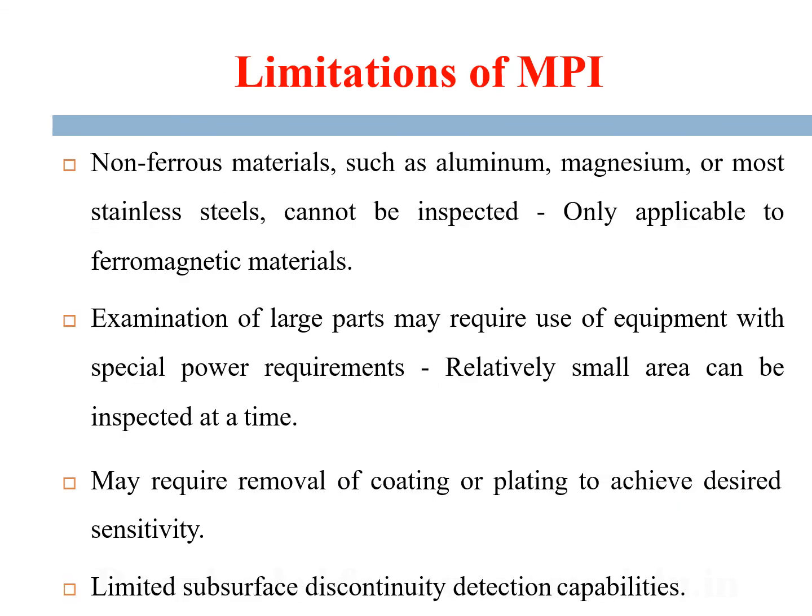Now we go on to the limitations. The main limitation is that it is applicable only for ferrous materials and not for non-ferrous materials such as aluminium, magnesium, or most stainless steels. They cannot be inspected. It is only applicable for ferromagnetic materials.